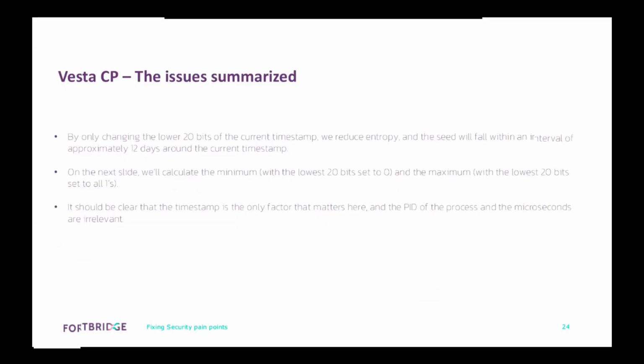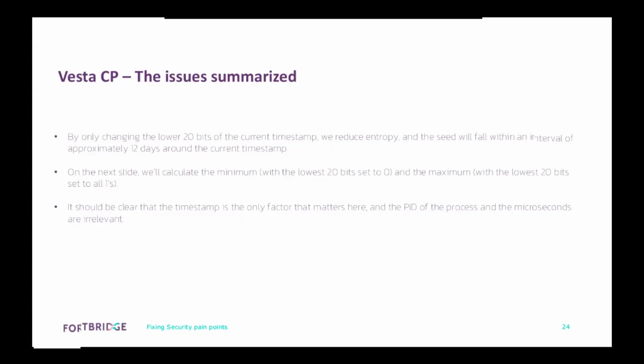So once again, the issue is summarized. We're only changing the lowest 20 bits, and this reduces the seed entropy. In practice, the seed after XORing will fall within an interval of approximately 12 days around the current timestamp. So if I'm doing a password reset now, the XOR will create a new timestamp, which will be, today is 26, so minus 7 days ago, 19 to early March. That's about it, which is extremely limited.